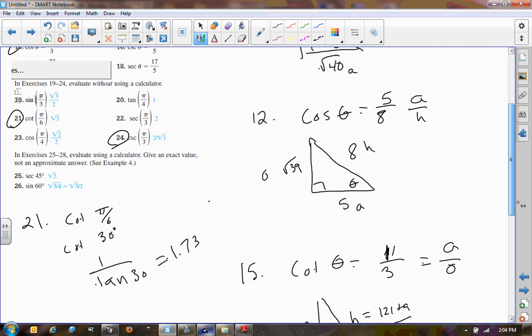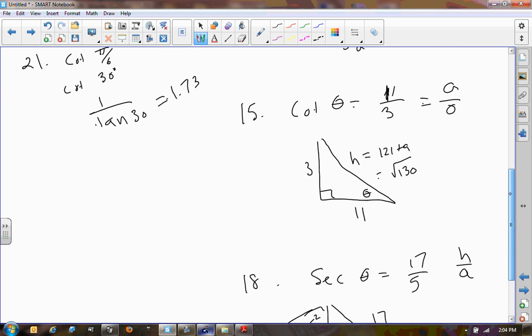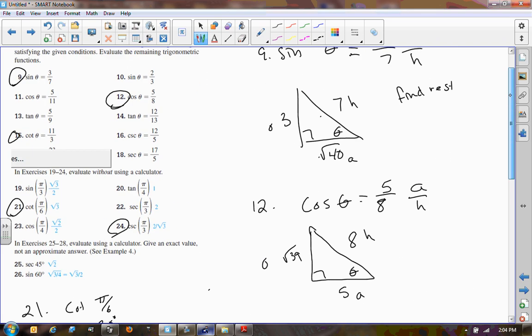Oh, you know what? Number 18 I did wrong. I got the wrong ratio. The numbers are going to be the same, but I'm going to flip-flop 2 of them. Anybody catch that? This is secant. Secant is the opposite of cosine. So hopefully somebody said, hey, wait a minute. Secant is the opposite of cosine. So this is adjacent. And that flips this stuff around. 17 squared minus 5 squared. Oh, so you see I was being a little careless. I was checking to see if you were paying attention, actually.